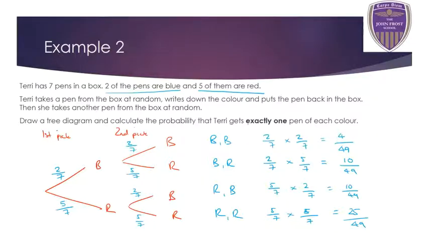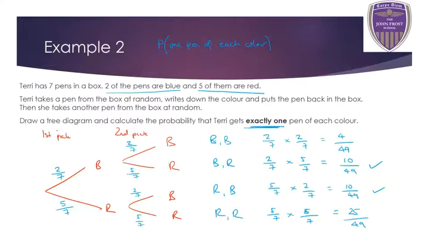Okay, so now we can actually answer the question. We've got all our outcomes. So that question says the probability that Terry gets exactly 1 pen of each colour. So I'm going to write capital P, 1 pen of each colour, right? So here, 1 pen of each colour means this outcome here, okay, because that's 1 of each, isn't it? And this outcome here, because that's 1 of each. So it's those two there.